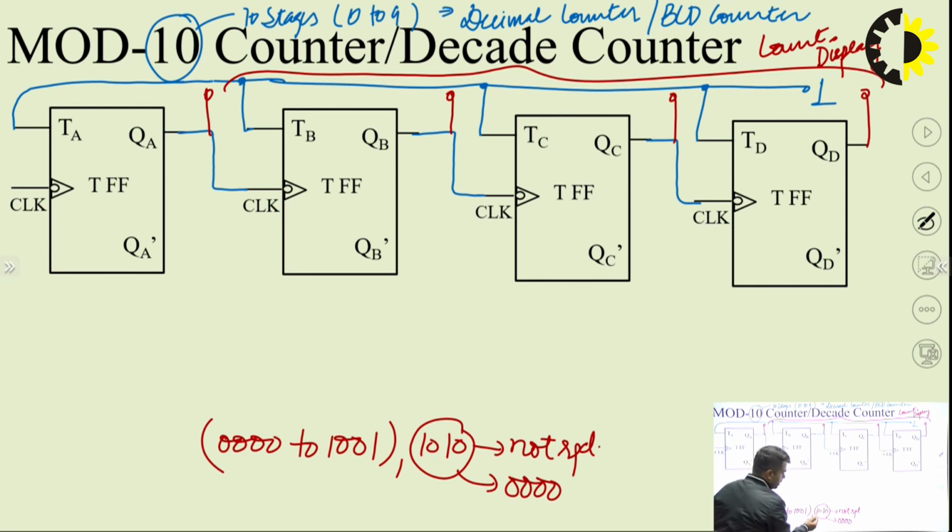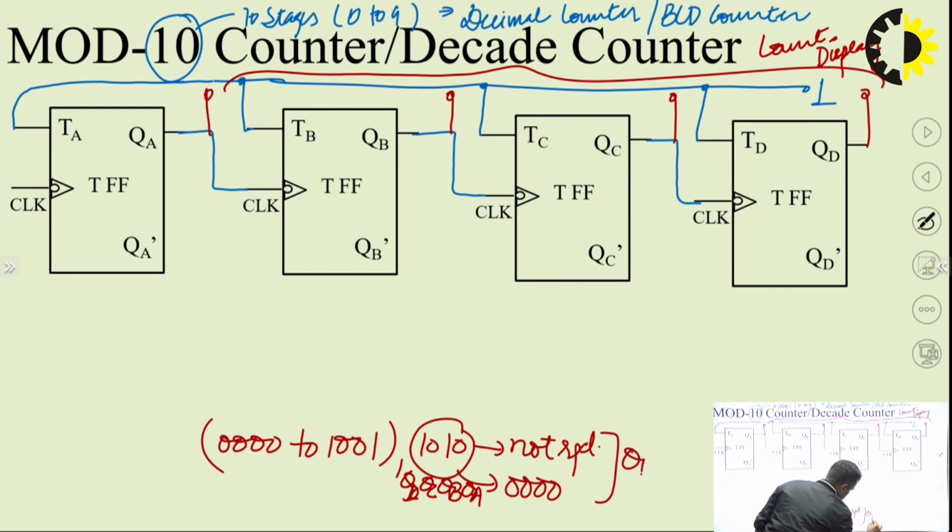If I label these as the flip-flop outputs, because we are going to get the count on the display terminals QA, QB, QC, QD, and if I label them as QD, QC, QB, QA, then I can see that if QD and QB are equal to 1, if QD and QB are simultaneously 1, then the next stage should not be 10. This 10 should convert into 0.